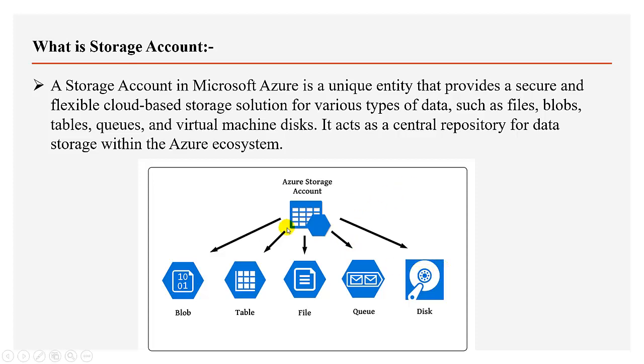So you can see there is a diagram. It shows what kinds of storage we have, like blob, table, file, queues, and disks. In future videos we can see each and every type, how it works. In today's video we are going to learn about the blob account actually. Let's go to the next slide.